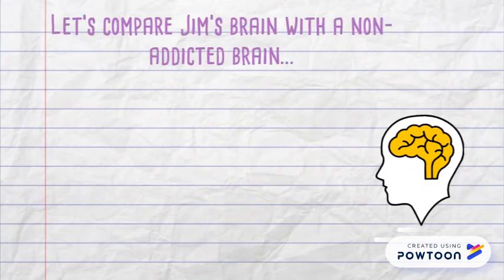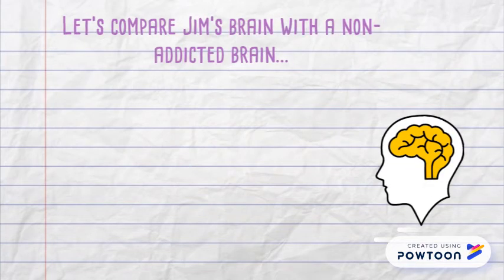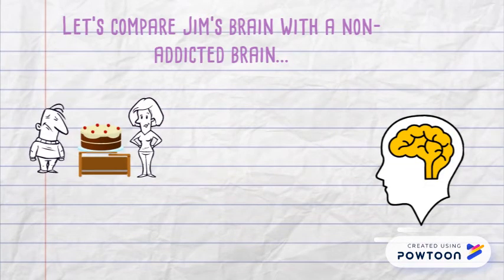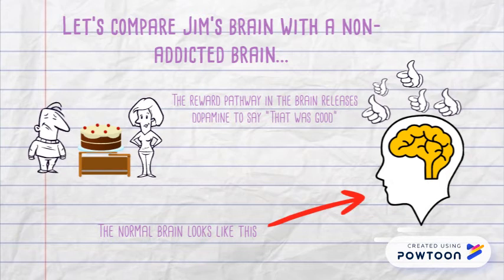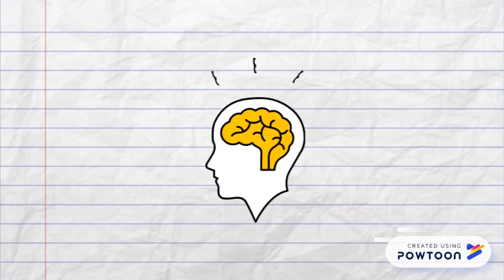Let's compare Jim's brain with a normal brain. Let's say both Jim and a non-addict eat a slice of chocolate cake. The normal brain is going to look like this because the reward pathway in their brain lights up, releases dopamine, and they feel good as a result. However, Jim's brain is going to look like this. Why? Because his brain is now numb to everyday pleasures.